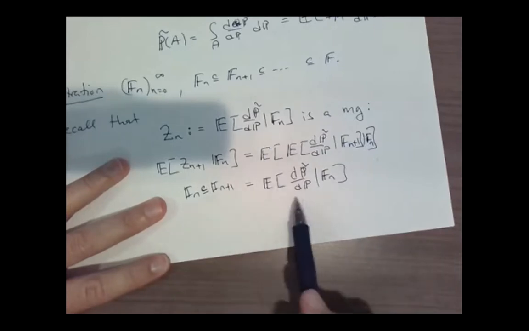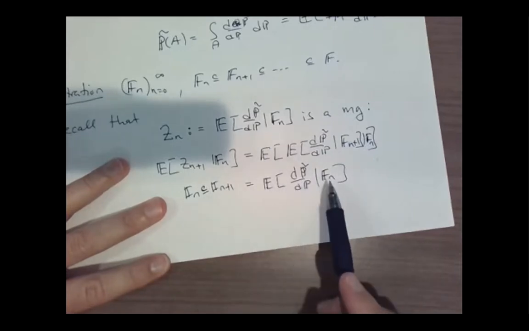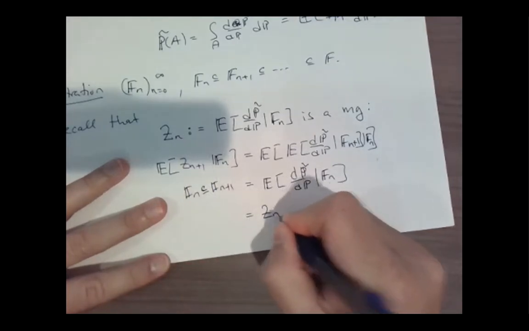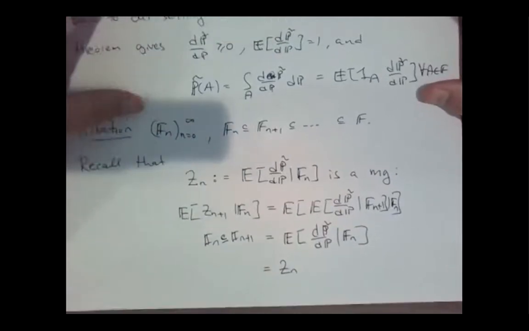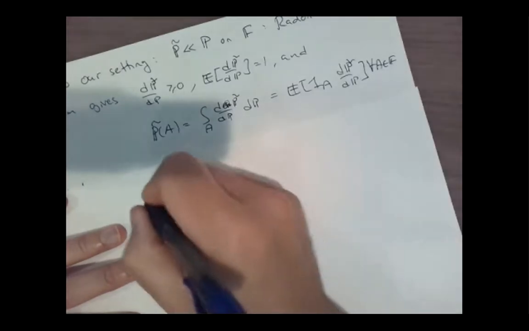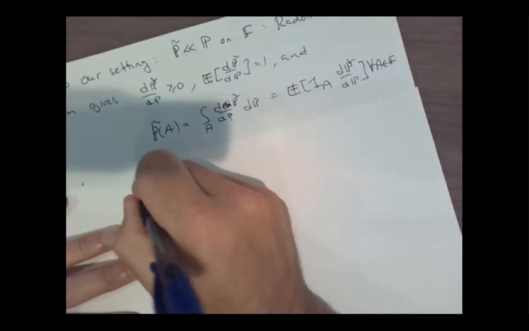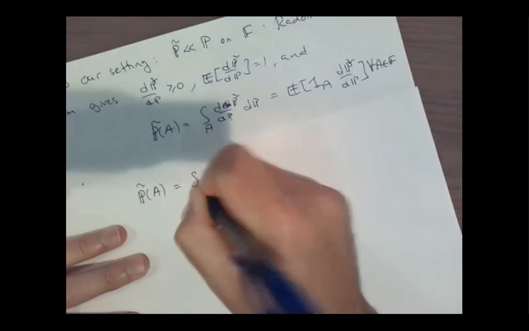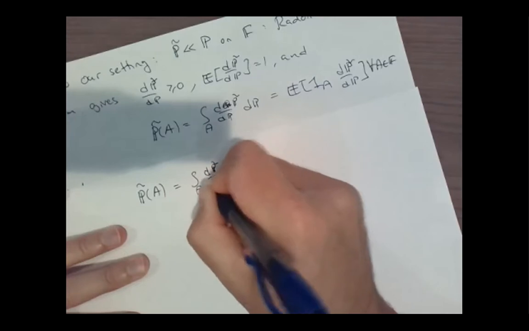And so now we're back. This is the conditional expectation of the Radon-Nikodym derivative given Fn. This is my Cn. So this here gives me the martingale property. And the second thing that we need to know is that if this formula here is true for all A in F, then in particular I will have that P tilde of A will be equal to the integral over A of dP tilde dP.